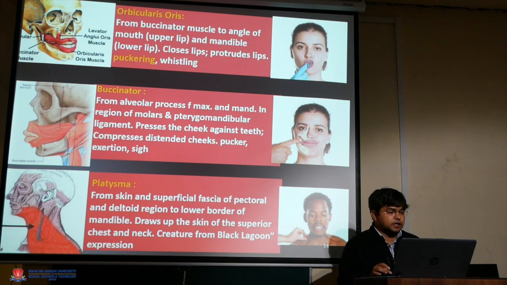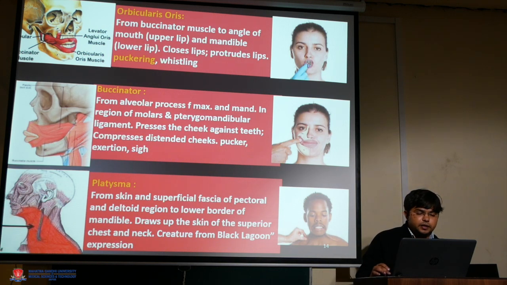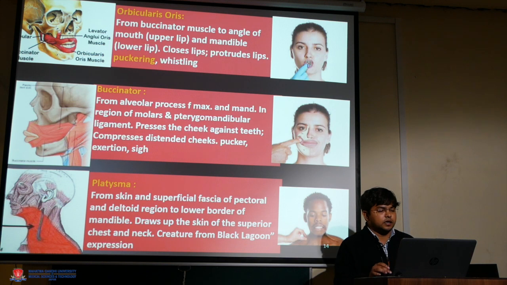The platysma muscle originates from the skin and superficial fascia of the pectoral and deltoid region to the lower border of the mandible. The action of this muscle is to draw up the skin of the superior chest and neck.